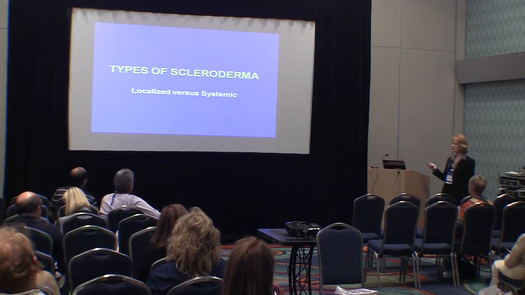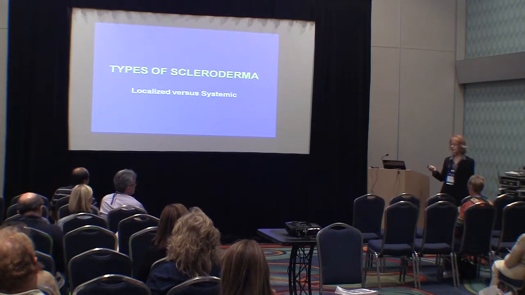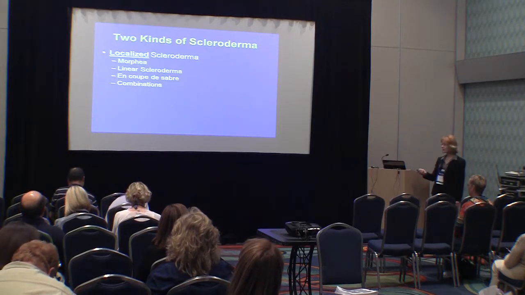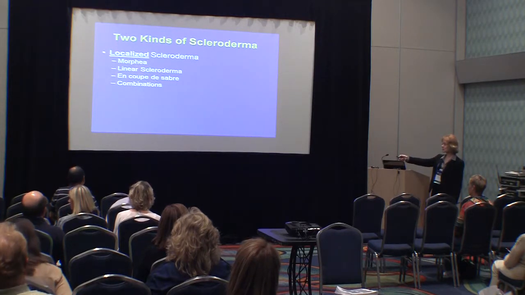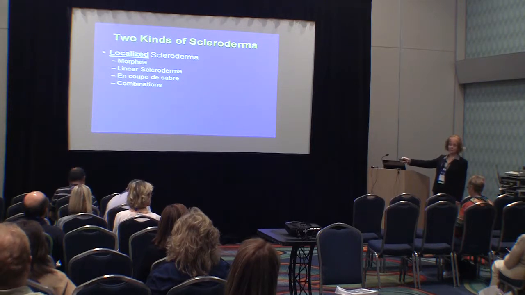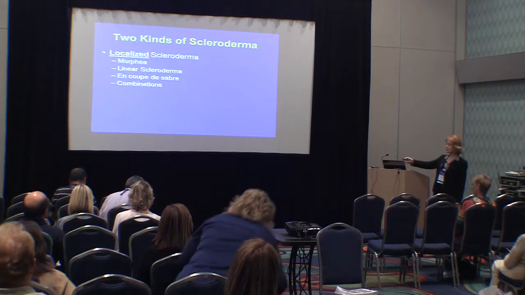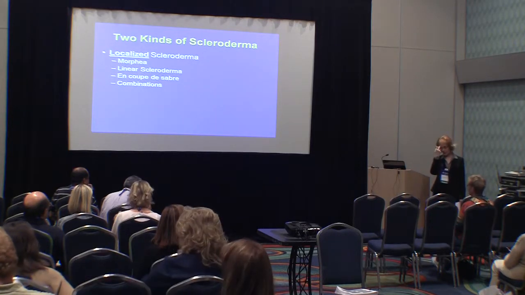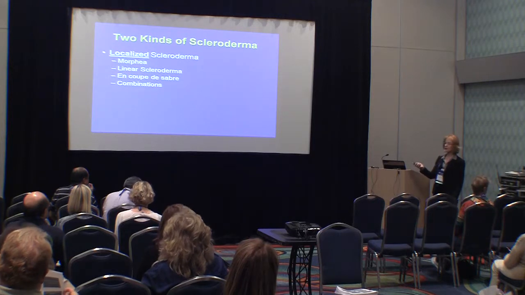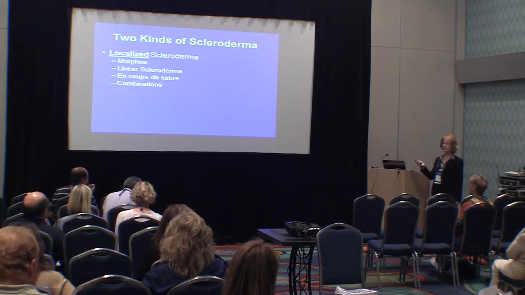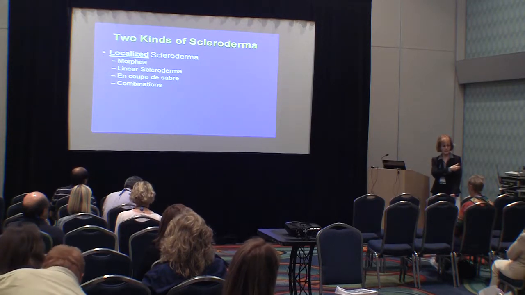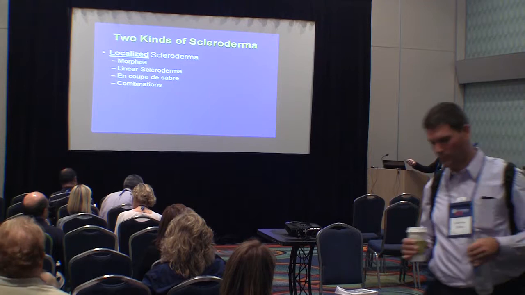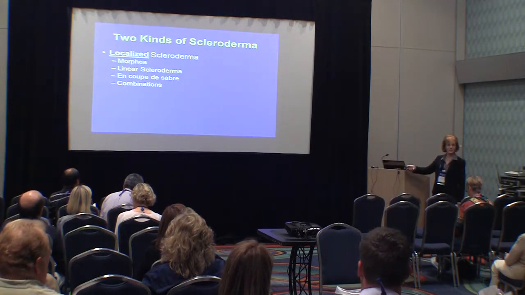Usually we divide scleroderma into localized scleroderma, also known as morphea, and systemic scleroderma. So we talk about the two kinds of scleroderma. There is localized morphea, and I have some pictures of this. There's something called linear scleroderma, which is just a pattern of morphea. And then something called en coup de sabre, which is linear scleroderma that occurs on the forehead or part of the face. And there are combinations of these, because if somebody has localized scleroderma, they may have a patch of morphea and then an area of linear scleroderma and several different patches. So in the localized form, these can occur in combination fairly frequently.